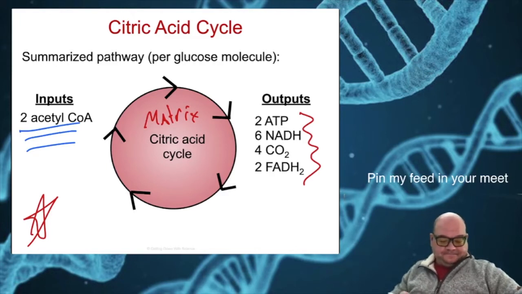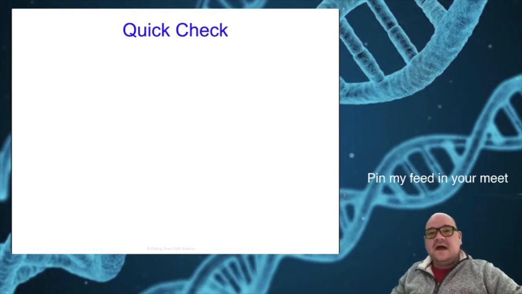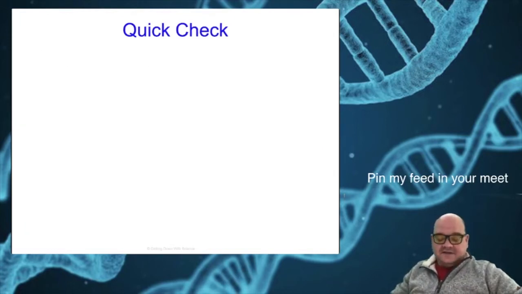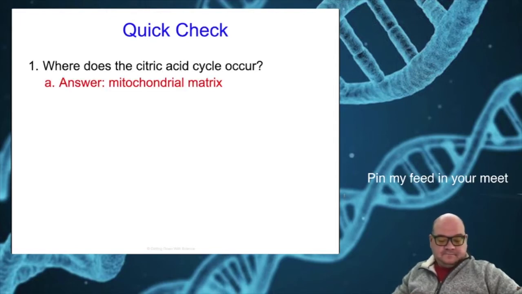All right. I'm going to go on to the next section. But before we do, let's ask you a few questions. Obviously, I've said it 2 or 3 times. Where does the citric acid cycle happen? It's in the matrix. I want you to know that.